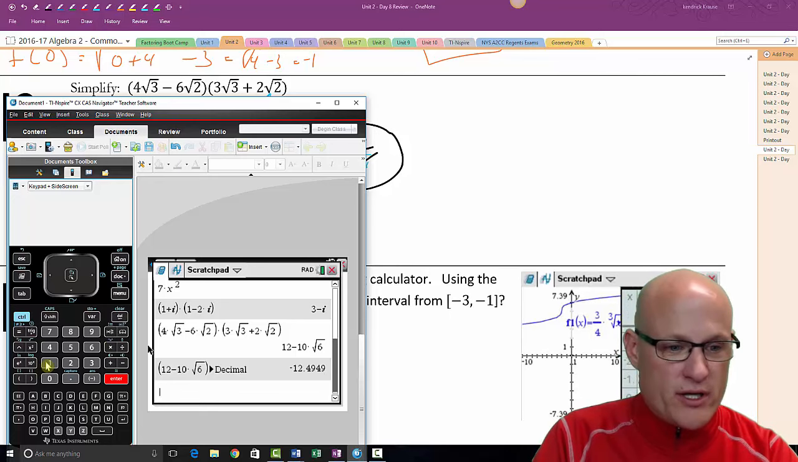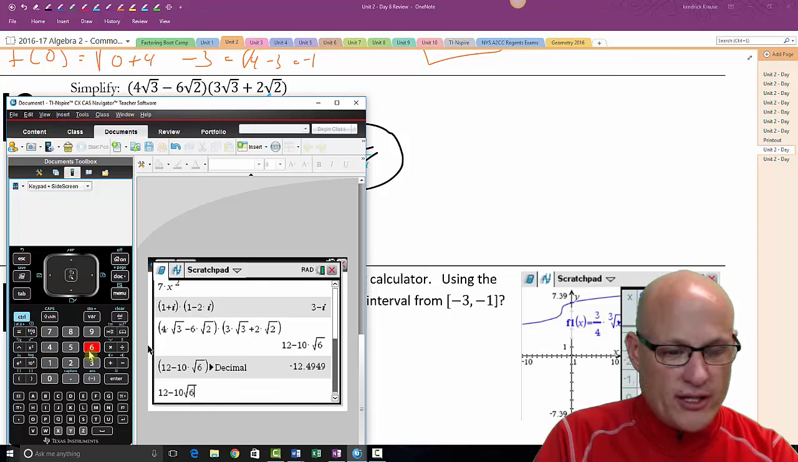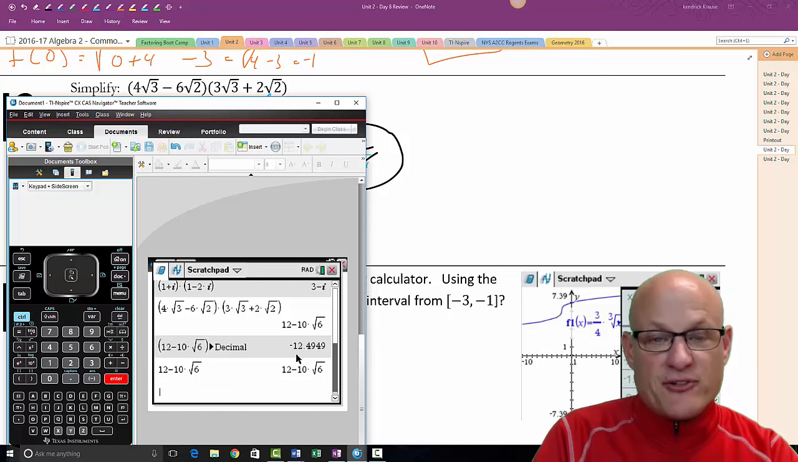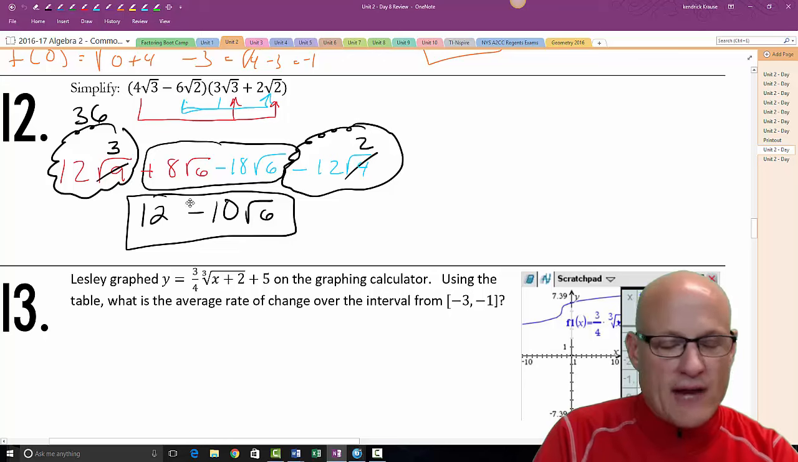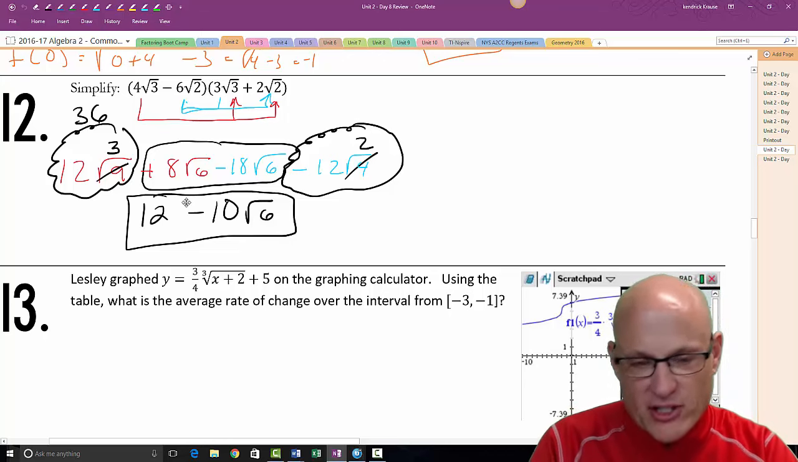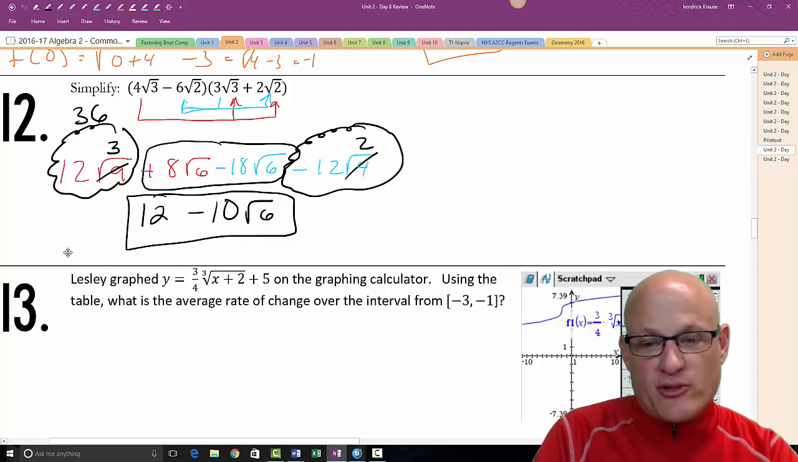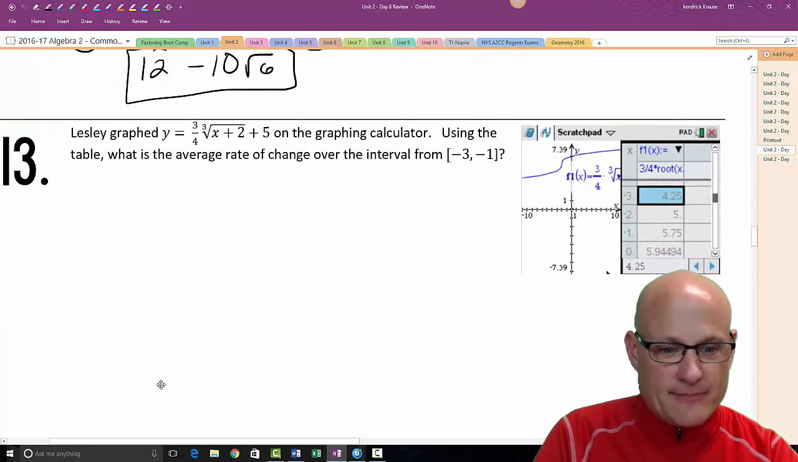And then you'll say, okay, what is 12 minus 10 square roots of 6, enter. And you'll have to see that the decimals match. I'm sorry, I forgot I'm using the fancier calculator. But you'll end up with a decimal. Check your decimals, make sure they match. All right, sorry about that.